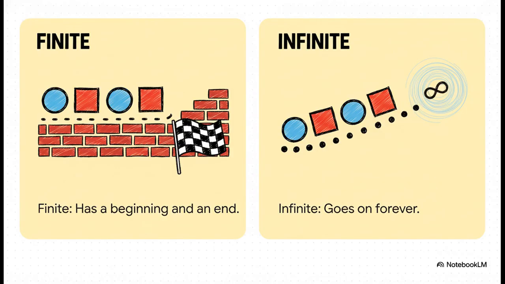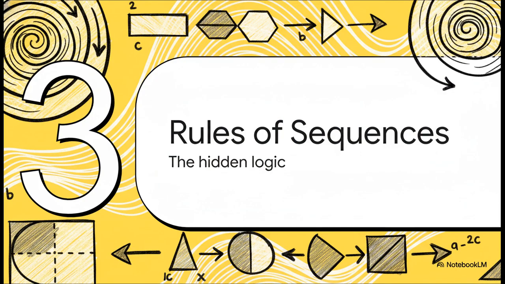And sequences can come in two flavors. They can be finite, which just means they stop, they have a clear end point, or they can be infinite, meaning they just go on forever. And we have a little shorthand for that. Those three dots you always see at the end, that just means, and this pattern keeps going, just like this, forever. Okay, moving on to Section 3.